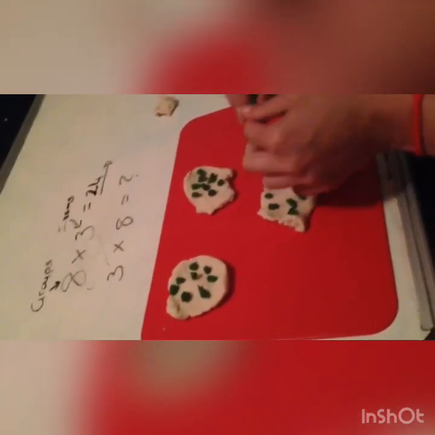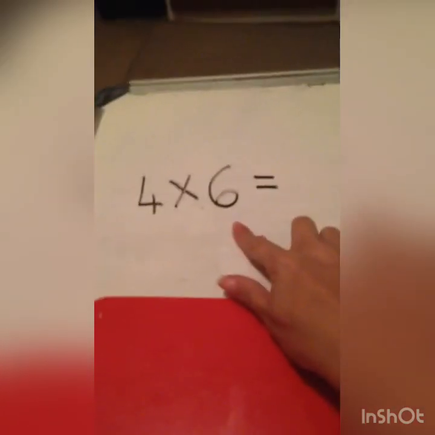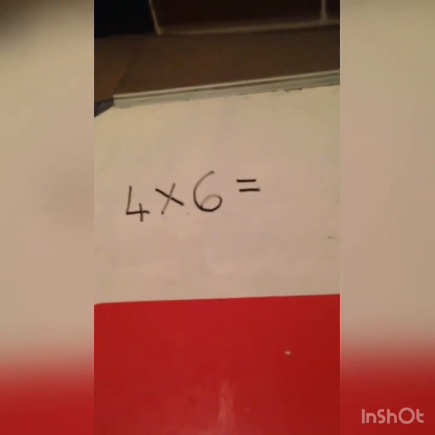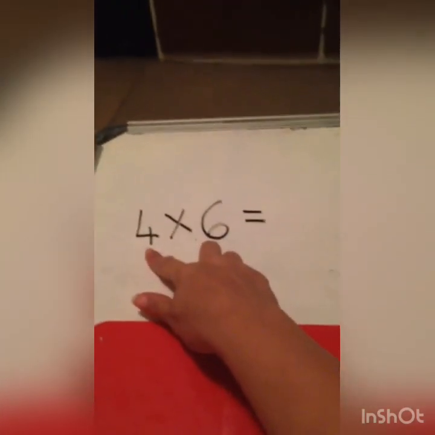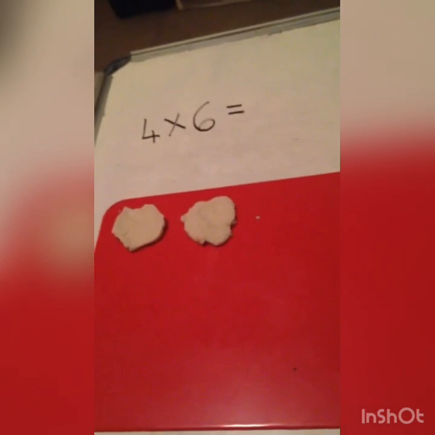Now we're going to attempt the multiplication sum together. We have the sum 4 times 6. Which one would you say is the group and which one is the item? This is the group, this is the item. Okay, so if you use groups, we use the cookies for the groups. Can you pack down 4 cookies to represent our groups? Yes. 1, 2, 3, 4.